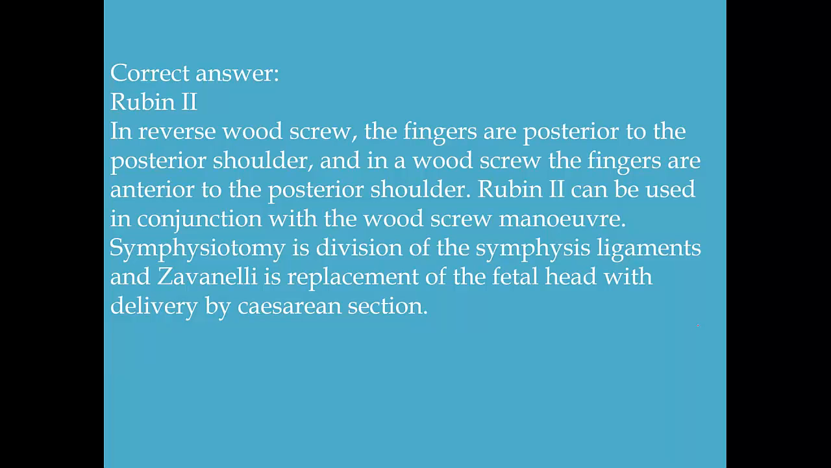Can you please explain? In reverse wood screw, the fingers are posterior to the posterior shoulder, and in wood screw, the fingers are anterior to the posterior shoulder. Rubin 2 can be used in conjunction with the wood screw maneuver. Symphysiotomy is division of the symphysis ligaments, and Zavanelli is replacement of the fetal head with delivery by cesarean section.